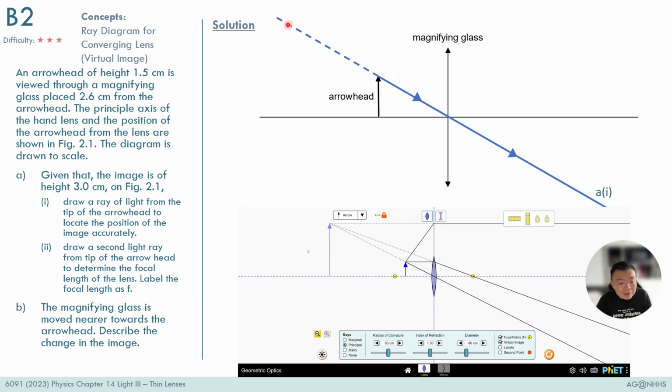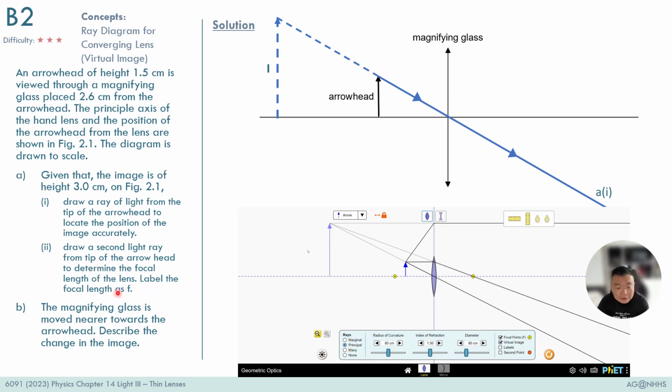And then given the information that the height of the image is 3 cm, I will just try to find and measure to scale a 3 cm image over here. And once I've gotten a 3 cm height image, I will just lock in the position. That is the position of the image. A point to note, your virtual image must be drawn in dotted lines. Please double check this in your workings.